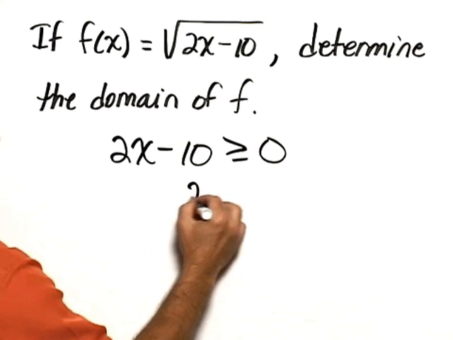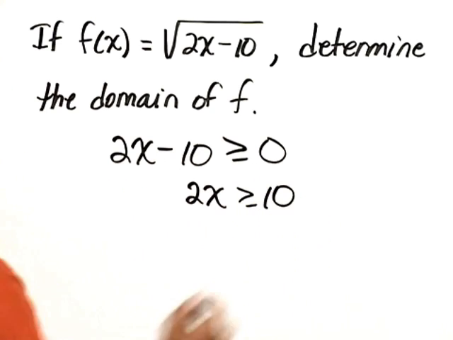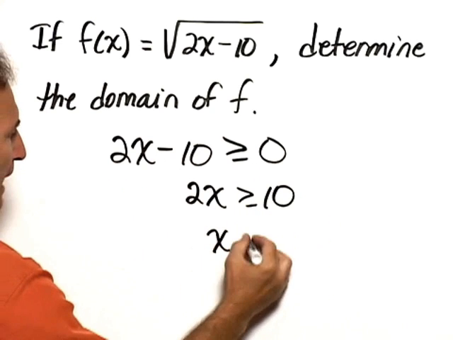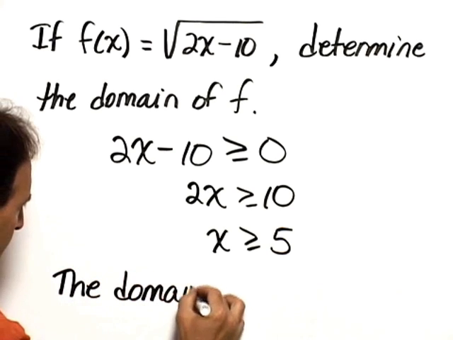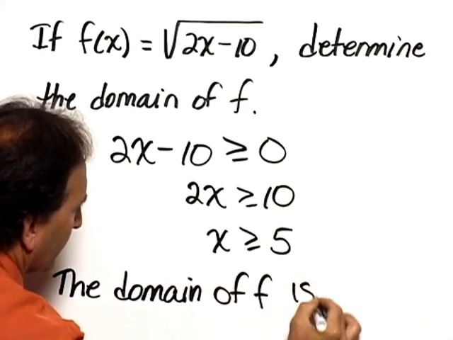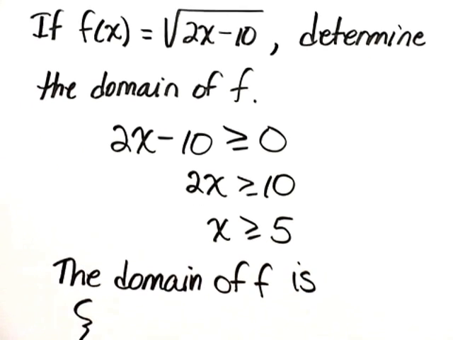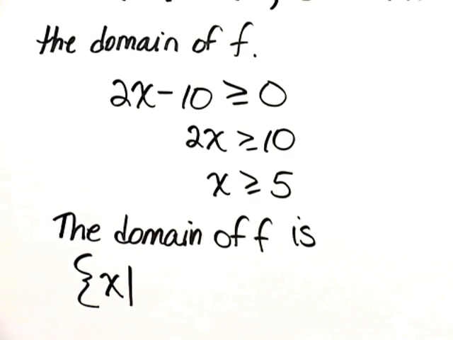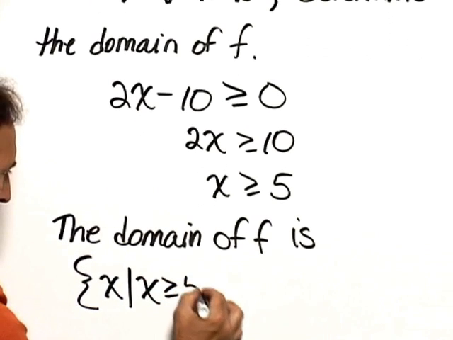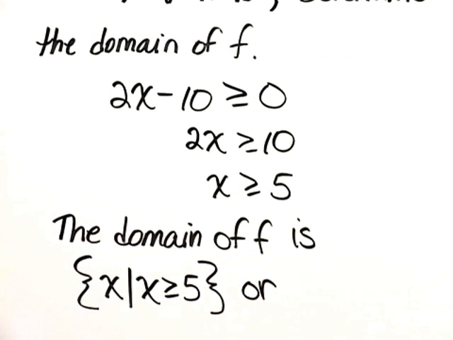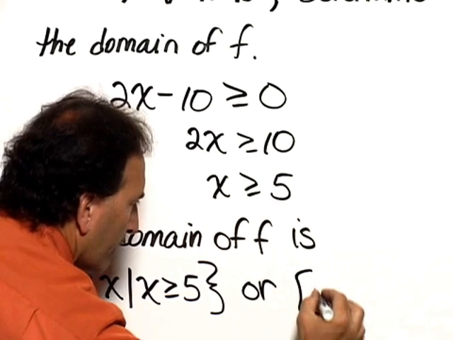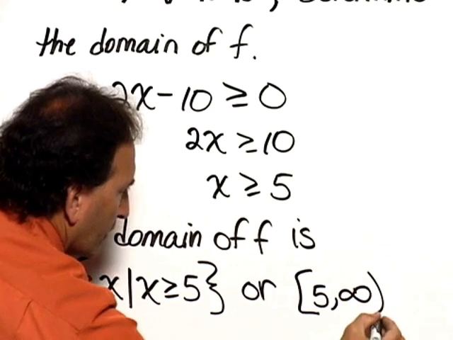Adding 10 to both sides, we have 2x is greater than or equal to 10. And dividing both sides by 2, we have x is greater than or equal to 5. So we write the domain of f is, in set builder notation, x such that x is greater than or equal to 5, or in interval notation, we write from 5 through infinity.